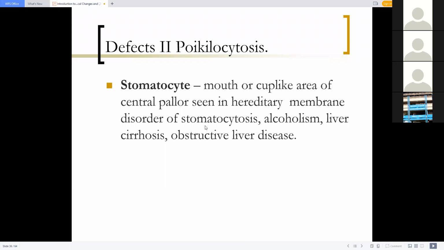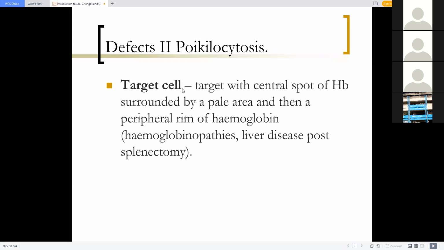So hereditary stomatocytosis is a rare membrane disorder, but because alcoholism is common, and liver disease, we see a lot of liver cirrhosis, you may see stomatocytes in these conditions, all right? So these are some of the disorders where we may see stomatocytes. And that's a target cell also.